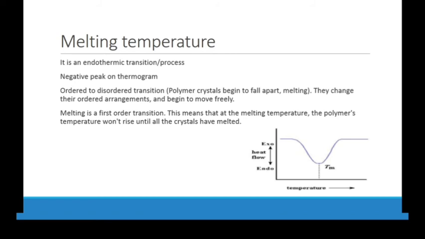That's why we have a dip in the DSC curve. So you have to remember this. If we have an exothermic reaction going on in a beaker, we find the beaker very hot. But if we have an endothermic reaction, we find the temperature of the beaker cold. Okay, the temperature will not increase unless all the crystals melt.